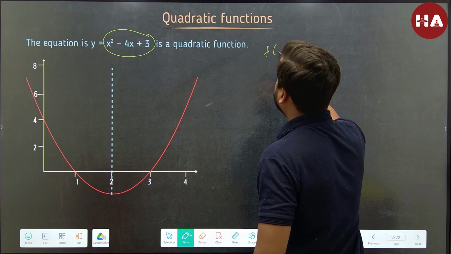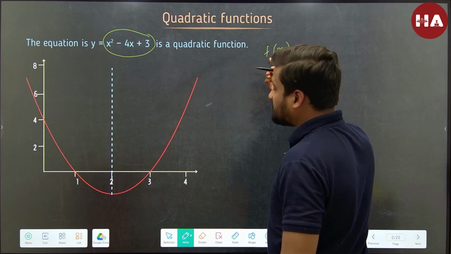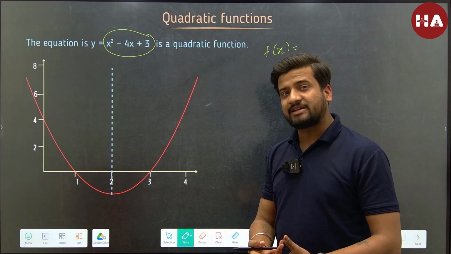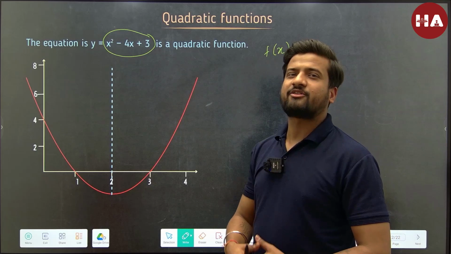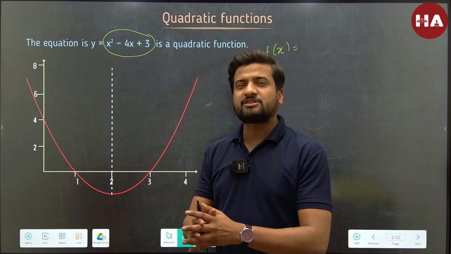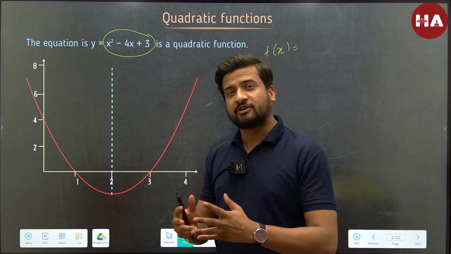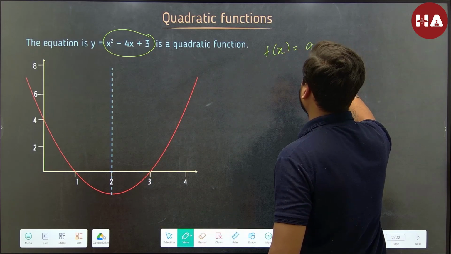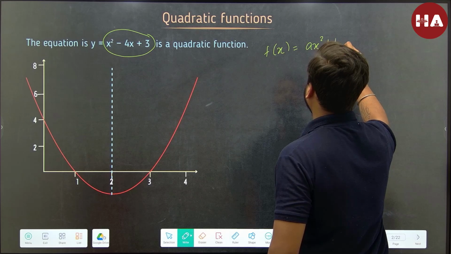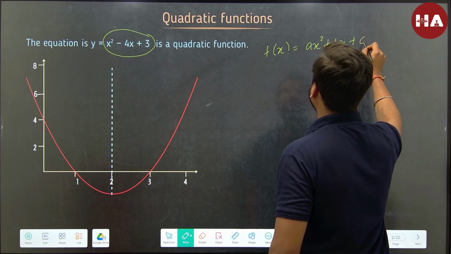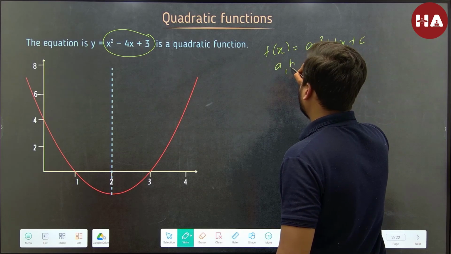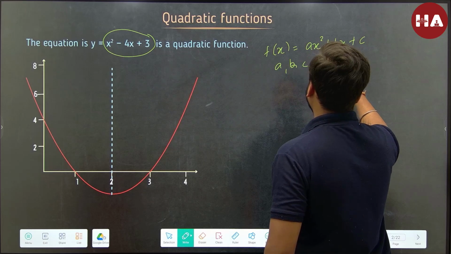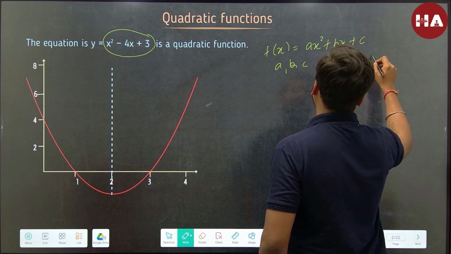So f(x), the function in x that we have already studied. If you haven't watched our video for functions, please go and watch the video for functions first. All right, so f(x) = ax² + bx + c, where a, b and c are real numbers.